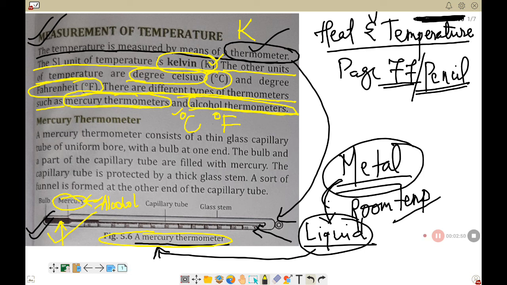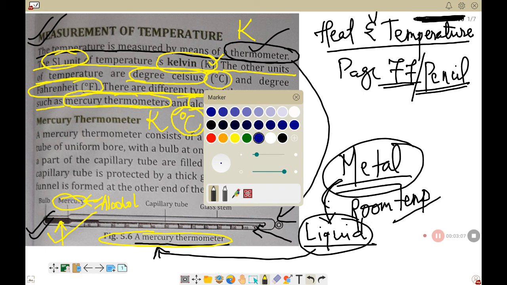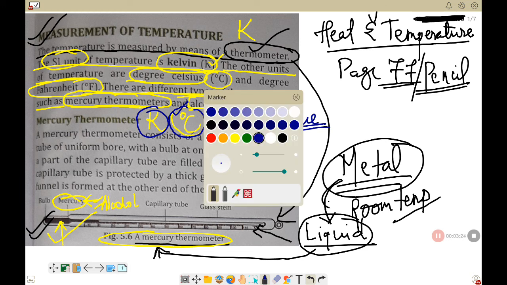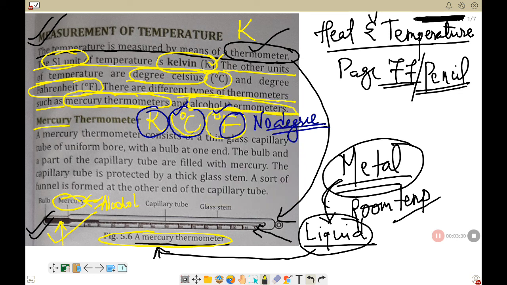Understand? So here we learn three units. Okay, one is Kelvin, which is the SI unit of temperature. Apart from Kelvin, you have two more units in which you can measure temperature: degree Celsius and degree Fahrenheit. Now, very important thing to remember here, that Celsius has degree, Fahrenheit also has degree, but Kelvin has no degree on it. So no degree has to be written along with Kelvin. Just K is the symbol by which you can denote Kelvin. Okay, clear?